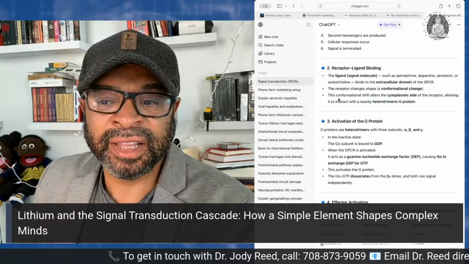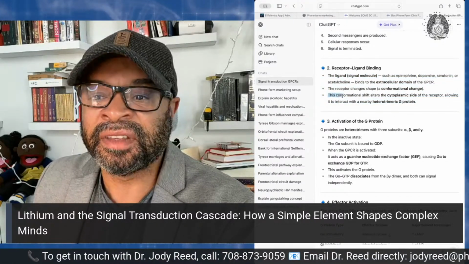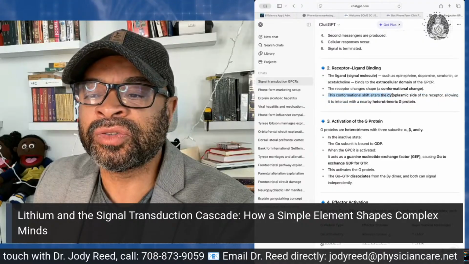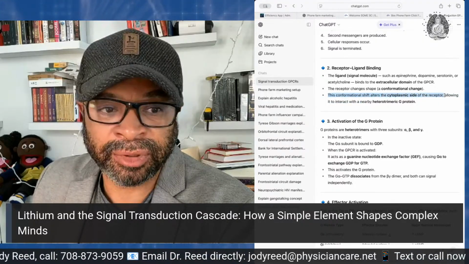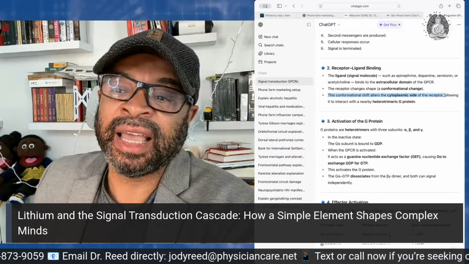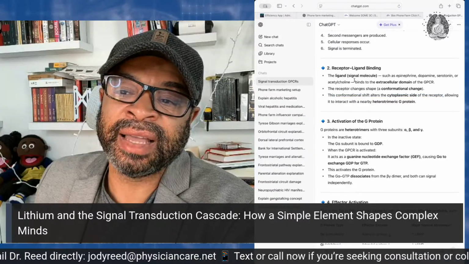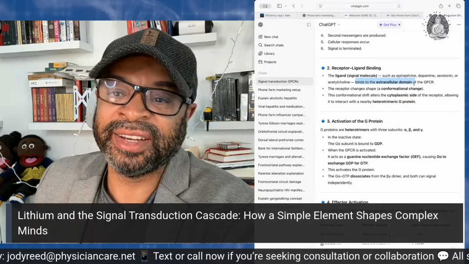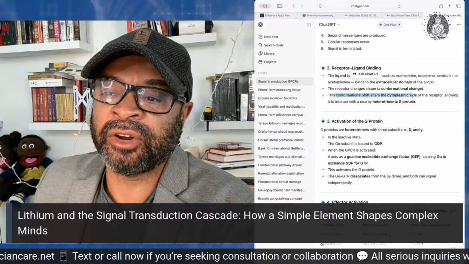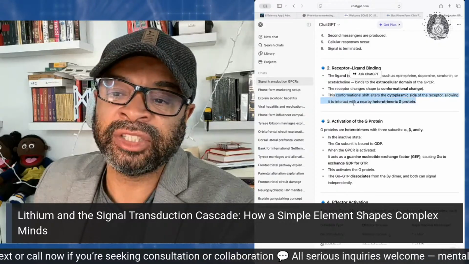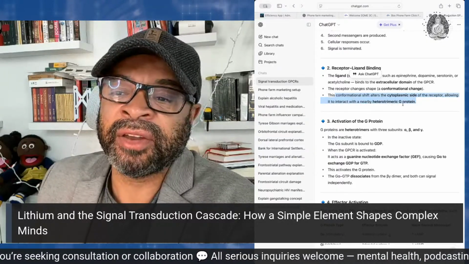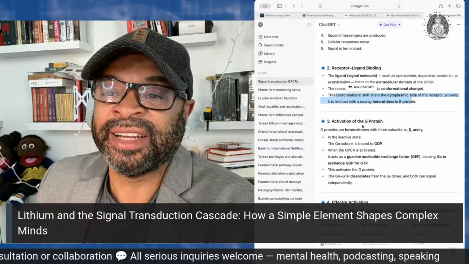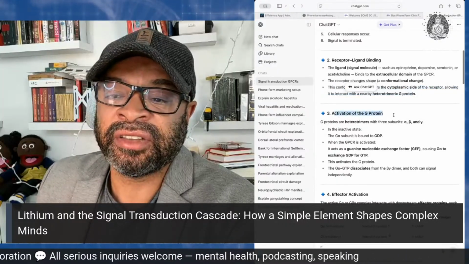Let me show you this. Let's go over this again. The conformational shift alters the cytoplasmic side of the receptor. So remember, the ligand is on the extracellular side. It binds to the extracellular domain, right? And then the conformation alters the cytoplasmic side of the receptor, allowing it to interact with the nearby heterotrimeric G protein, right? Okay.